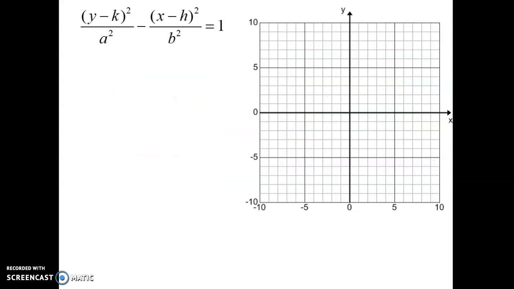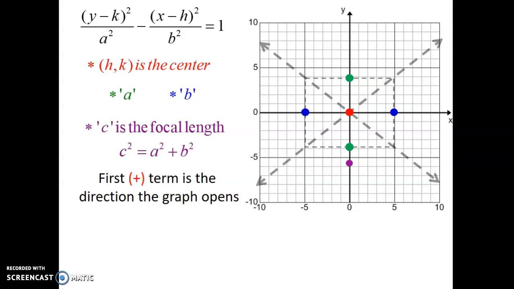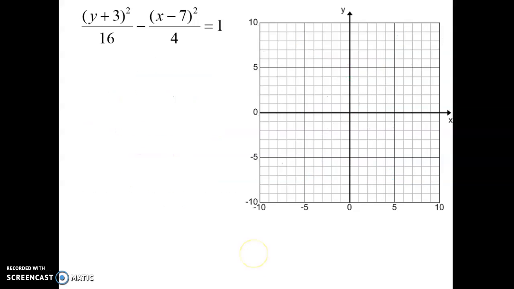Now for the other type of equation where the y is first, it's the same basic thing. Okay, the only difference is, in this case, the focal points will go up and down along the y-axis because the y term, the y minus k squared term, is first. So the graph will go up and down along the y-axis. There's no other real difference. All right, let's throw some numbers in there and see how this works.